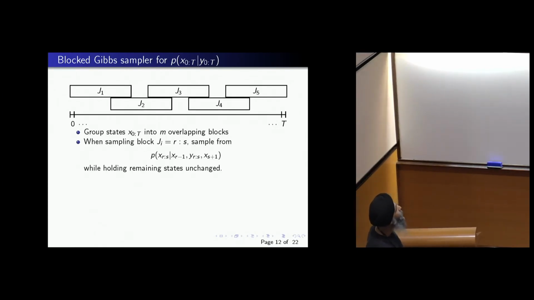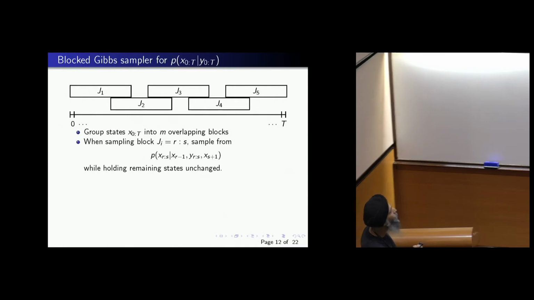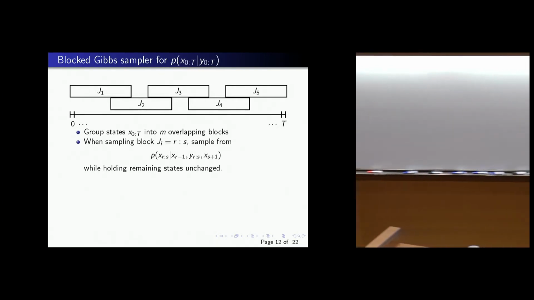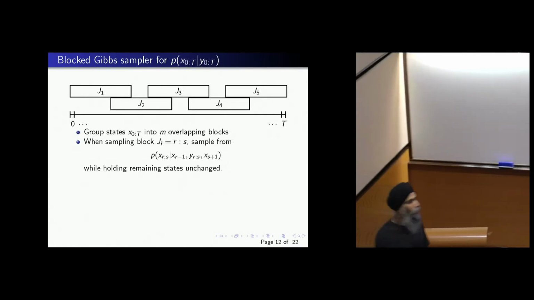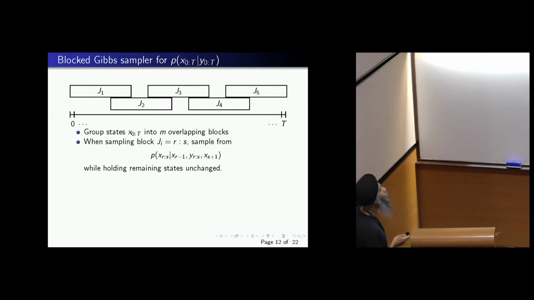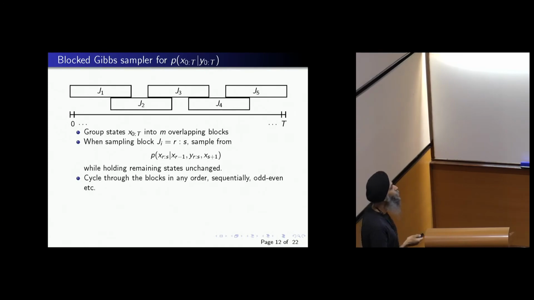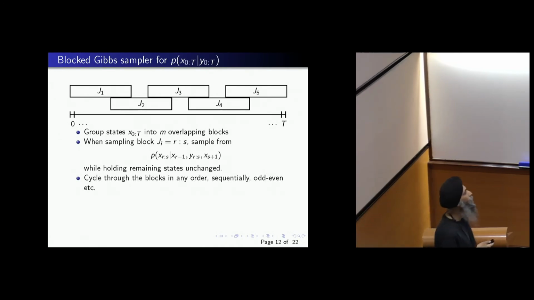You could sample the blocks sequentially, and when you sample a block Ji, say if Ji runs from time R to S, then you need to advance the states in locations R to S, given the state to the left of it, R minus 1, the state to the right of it, S plus 1, and the observations that pertain to the states R to S. This is because you're dealing with a hidden Markov model. That's why it collapses to this target distribution that you need to sample from. You want to advance block Ji while holding the remaining states unchanged. Then you cycle through the blocks in any order you want: randomly, sequentially, odd-even, whatever.